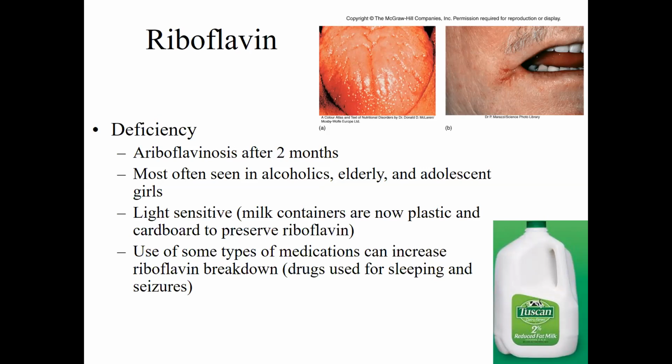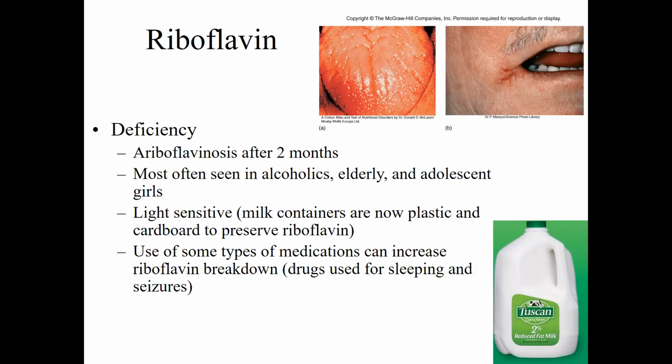So with ariboflavinosis, your tongue will have very deep cracks in it. You can see in the picture, it looks like it's bleeding almost. In the corners of the mouth, I've seen this in people who had just sort of dry skin, but if again you have those cracks that look like they would bleed very easily or are bleeding a little bit, that can be a sign of riboflavin deficiency.